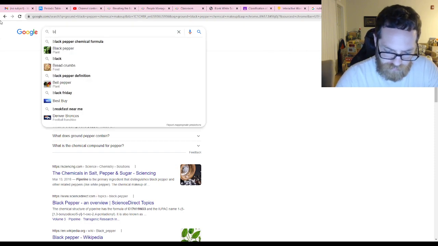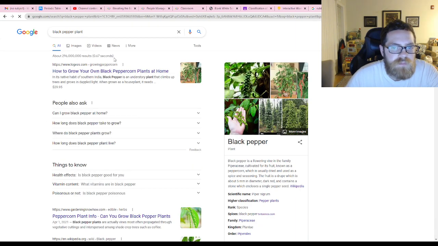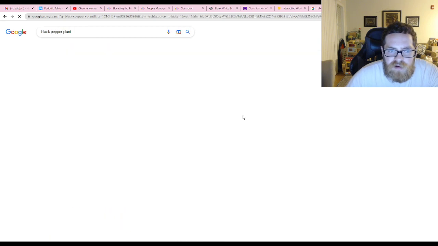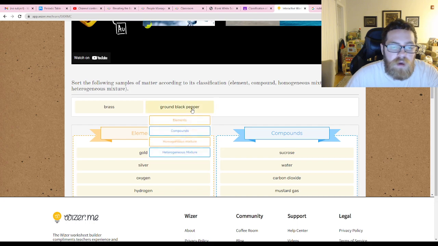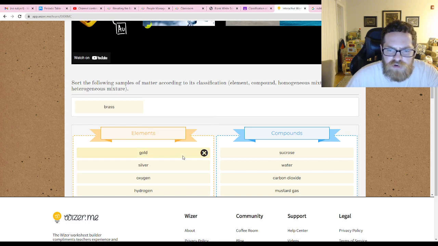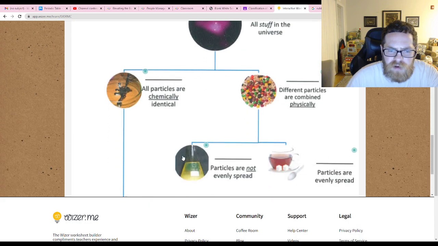We can look up a black pepper plant, again. You start off as this, you dry out, you get black pepper. And again, if it is a plant, it has all sorts of cells and various materials in it. So at this point, we are probably actually looking at a heterogeneous mixture because you can tell different parts of black pepper apart.